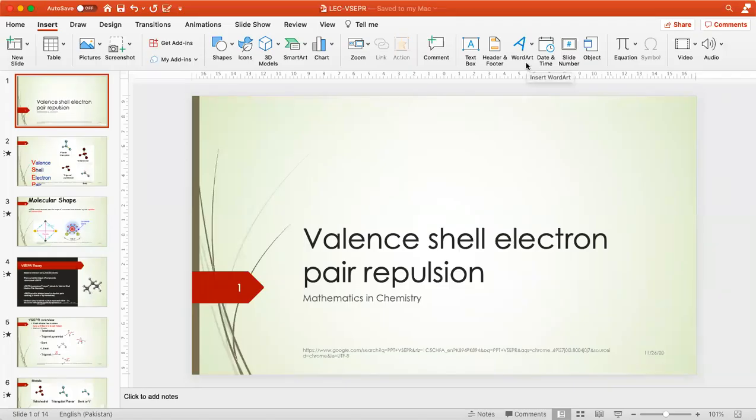Bismillahirrahmanirrahim. Guys, this is the new topic, valence shell electron pair repulsion. Actually, this shows how mathematics is involved in chemistry. By this theory, we can explain the angles in the given structures.